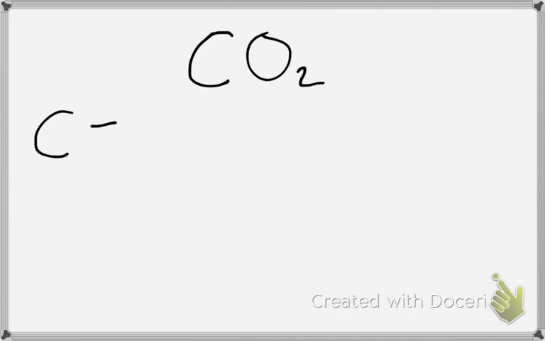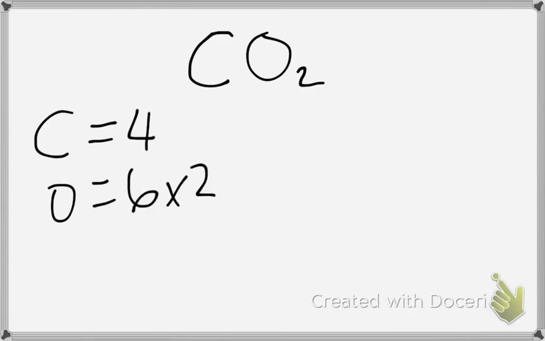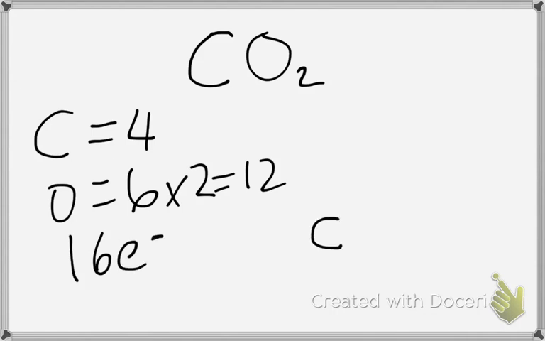Alright, so let's take a look at carbon dioxide. Carbon we know is in group 4, oxygen is in group 6, and there are 2 of them. So we have a total of 12 plus 4, 16 electrons. Alright, so I'm going to draw out the Lewis structure. And once again, we want the structure that has the most covalent bonds. That's the most stable structure. So that would be the best structure to work with.